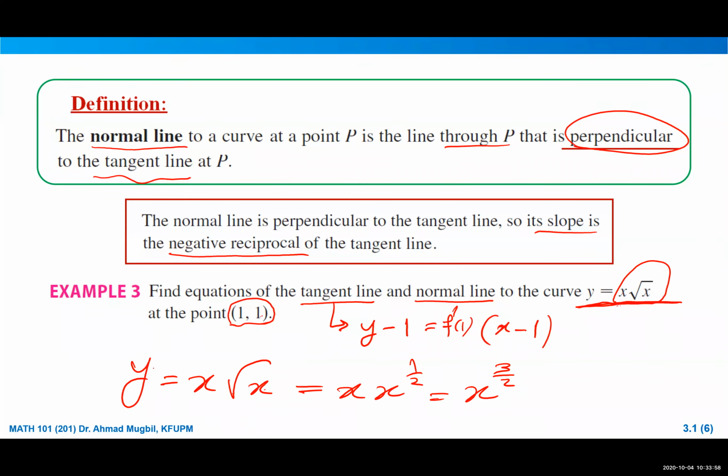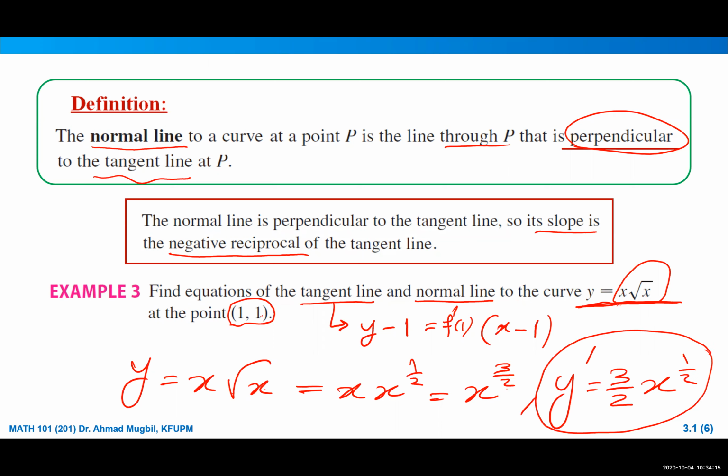So this is y, not y prime. We didn't differentiate yet. Now this is y. Now you can differentiate. What will y prime be? Y prime will be 3 over 2 x to the power of 3 over 2 minus 1, which is a half. So this is the derivative now. This is f of x. Now just put 1 instead of x. What will you have? 3 over 2.